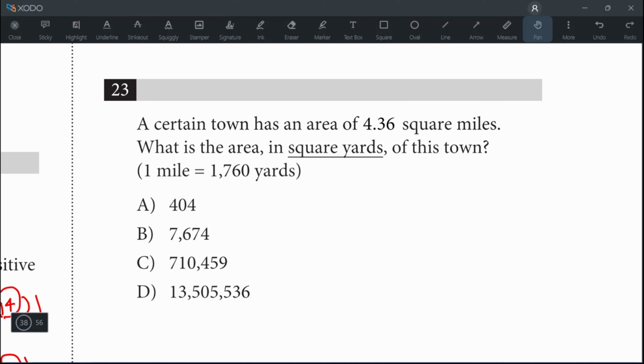Now, question number 23. A certain town has an area of 4.36 square miles. What is the area in square yards of this town? We're given that 1 mile is equal to 1760 yards. So the first step here is finding how many yards equal a square mile. A mile to the power of 2 is equal to 1760 yards to the power of 2.